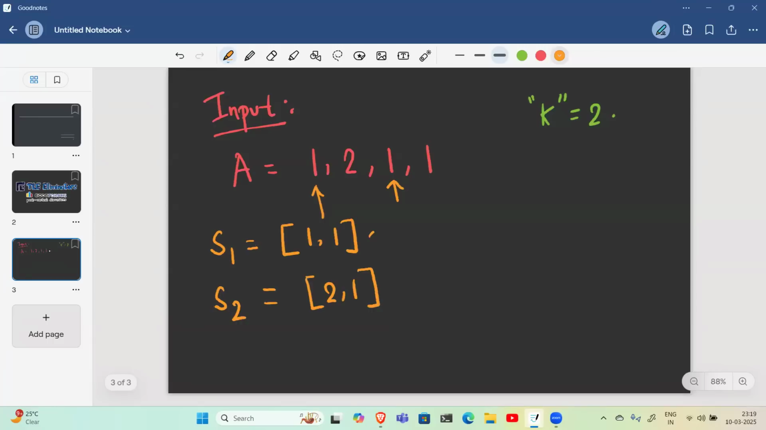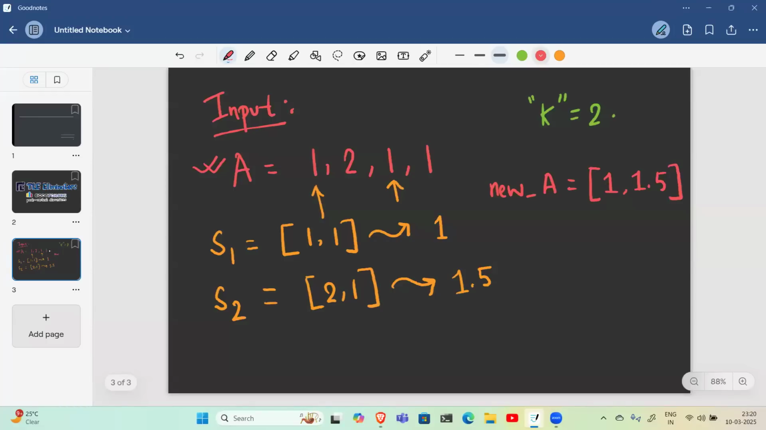Now, compute their average. The average of the subsequence 1, 1 is 1 itself. And the average of the subsequence 2, 1 is 1.5. Now you concatenate these numbers to create your new array A. This was your old array A, so my new A will be this new average array. So I have 1 and then 1.5.